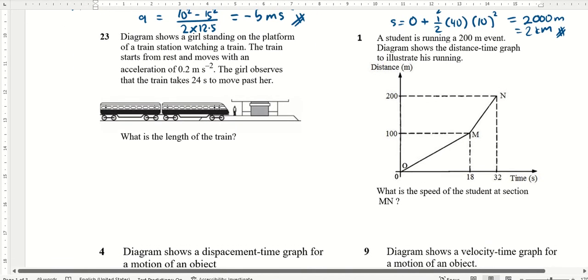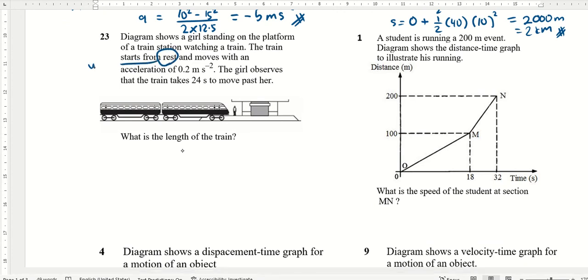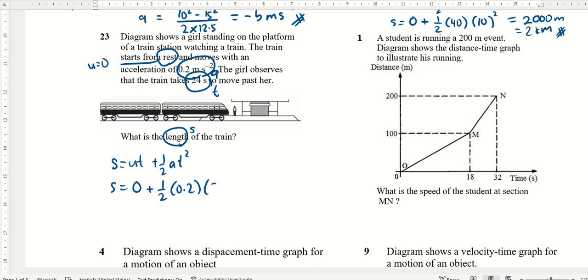Next, we have a train and a girl standing on a platform. The train starts from rest, so it means U equal to 0 and acceleration A. 24 seconds is time. We want to find the length, so this is displacement. Again, the suitable equation is S equal to ut plus half at squared. Every time you must rewrite the equation. So S equal to 0 because U is 0, plus half, A is 0.2, T is 24 squared. So this one is equal to 57.6 meter, which is a reasonable length of a train.